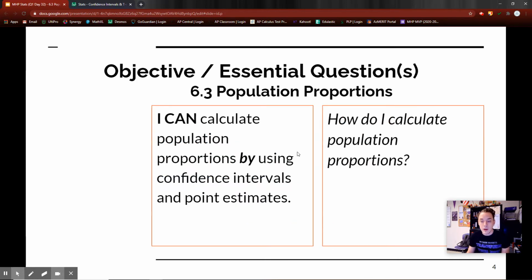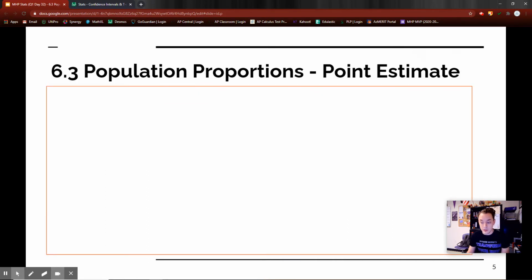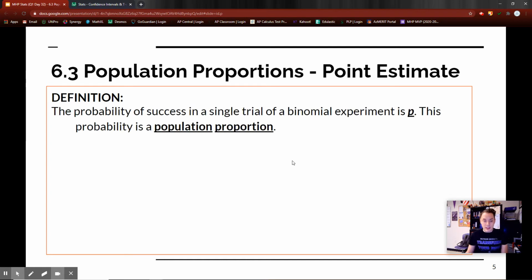Okay? How do I calculate population proportions? And then how can I use confidence intervals and point estimates in relation to those? All right. So without further ado, let's get started. The probability of success in a single trial of a binomial experiment is P. Now, this is something we learned way back around 4.2, about 4 weeks ago. So the probability of success in a single trial of a binomial experiment is P.